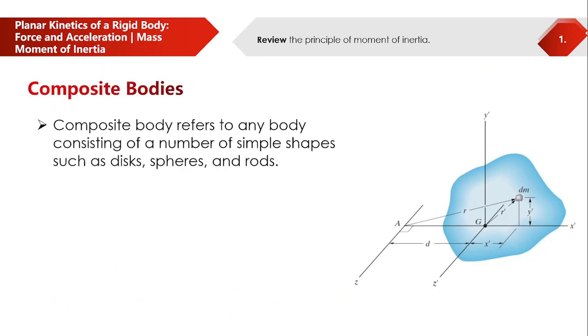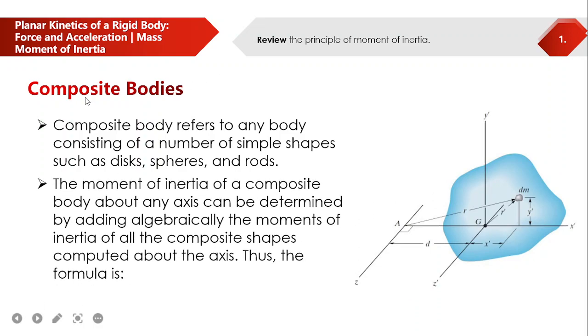Okay? So another is the composite bodies. A composite body refers to any body consisting of a number of simple shapes such as discs, spheres, and rods. Kumbaga hindi siya uniform all of the body. The moment of inertia of a composite body about any axis can be determined by adding algebraically the moments of inertia of all the composite shapes computed about the axis. Thus, the formula is I equals the summation of I sub g plus md squared.